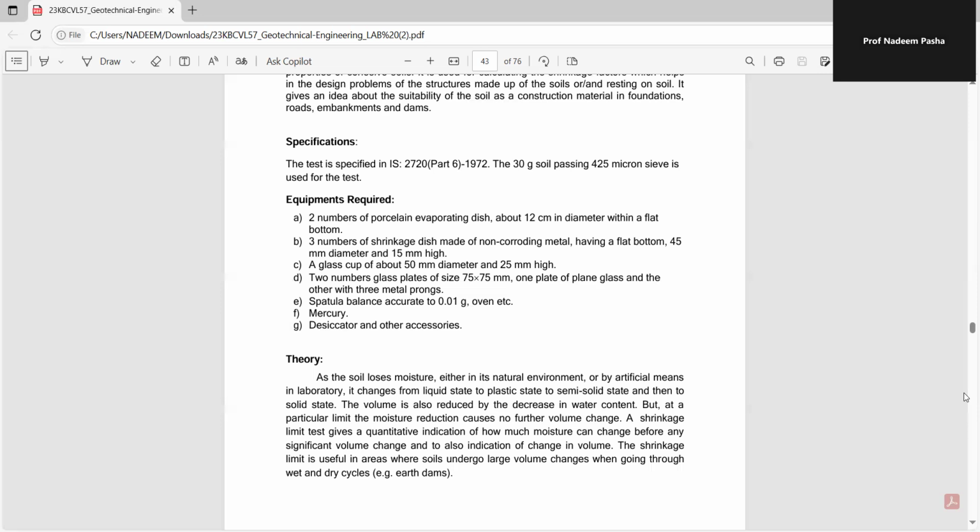Theory. As the soil loses moisture, either in its natural environment or by artificial means in the laboratory, it changes state from liquid to plastic state, to semi-solid and then to a solid state. The volume is also reduced by the decrease in water content, but at a particular limit, the moisture content causes no further volume change. The shrinkage limit gives a quantitative indication of how much moisture can change before any significant volume change. The shrinkage limit is used in areas where soil undergoes large volume changes when going through wet and dry cycles.